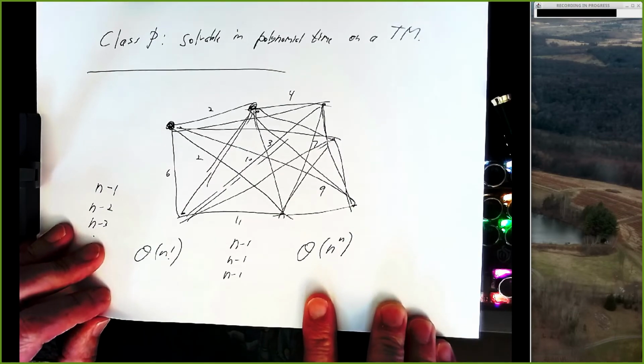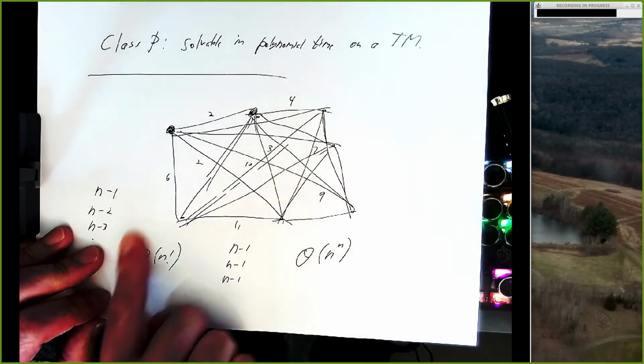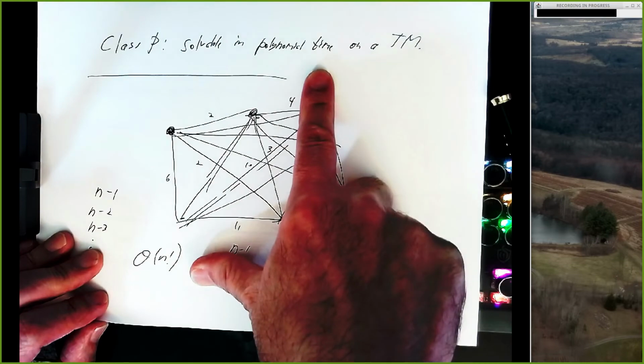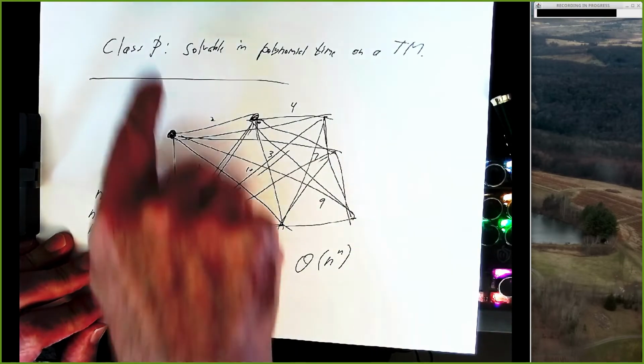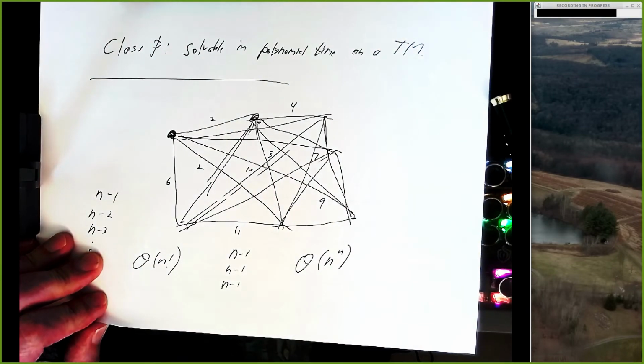So we would like to know if there's a way to solve traveling salesperson in polynomial time. In other words, is traveling salesperson a class P problem? And we don't have an answer to that.